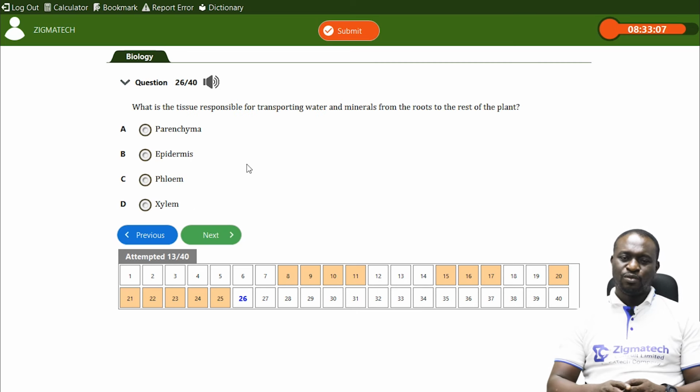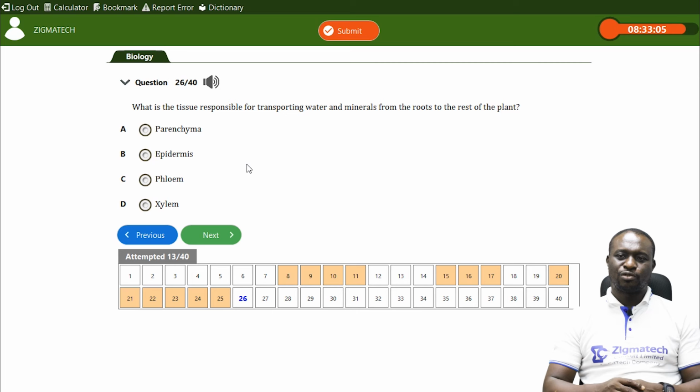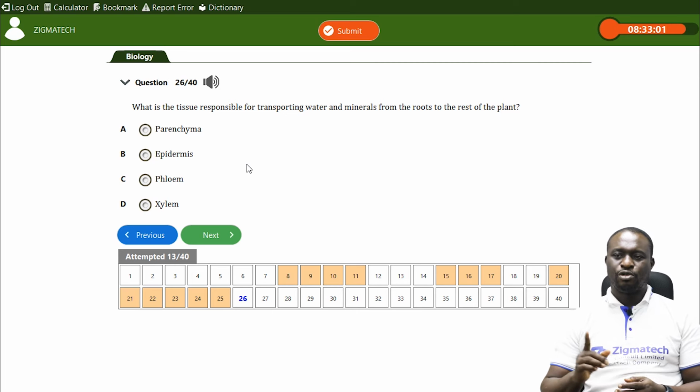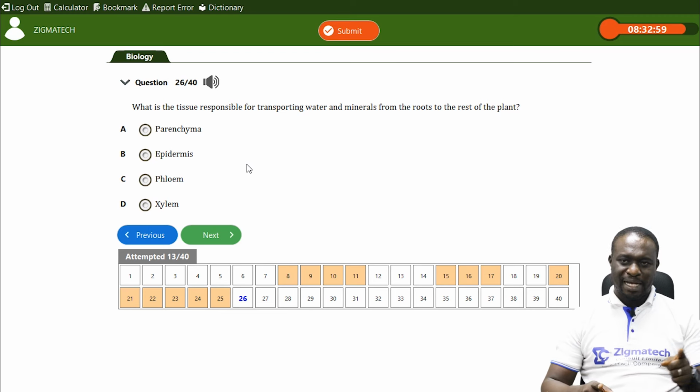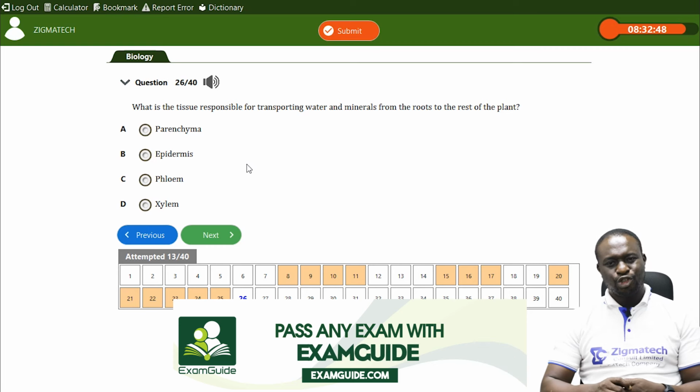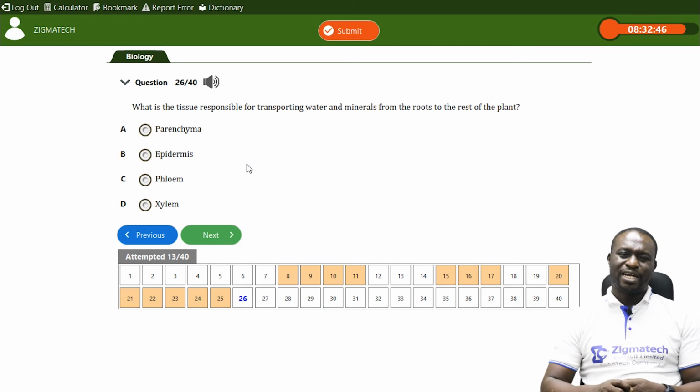Question 26. What is the tissue responsible for transporting water and minerals from the roots to the rest of the plants? Now, A says parenchyma. Parenchyma is not a transport tissue in plants. Parenchyma is a supporting tissue in plants. It provides support and strength to plants. Epidermis is also not a transport tissue, but a supporting tissue.